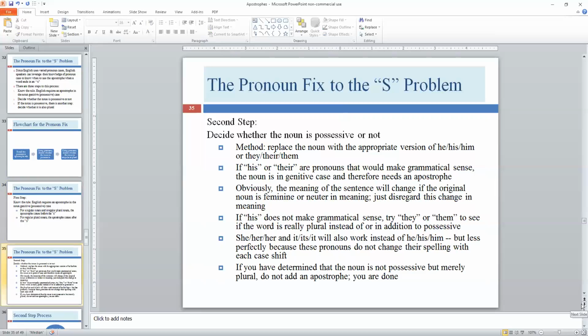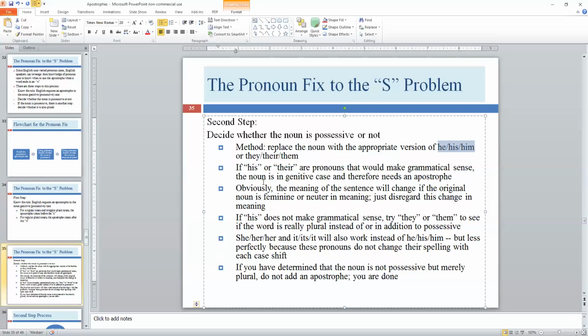Now we're going to decide whether the noun is possessive or not. And many times you'll just know. So if you know, that's fine, that's great, let's move on. But this is what you're going to use when you don't know, you're not sure. We're going to leverage our pronoun case system. And I'm going to recommend that we use the singular pronoun he or the plural pronoun they. The reason that I like to use these is that you can see the nominative case is different than the genitive case, which is different than the objective case.